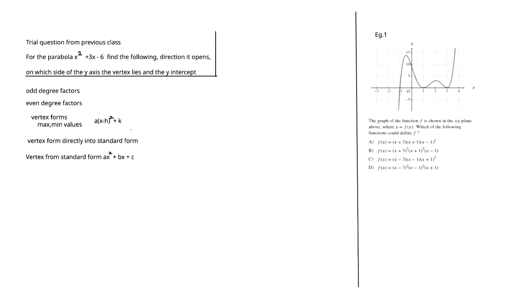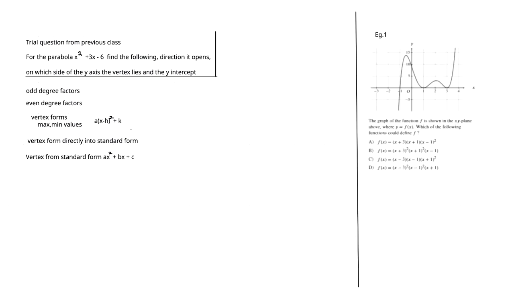So the parabola x squared plus 3x minus 6. And we are asked to find the following information about the parabola. We have first the direction it opens.